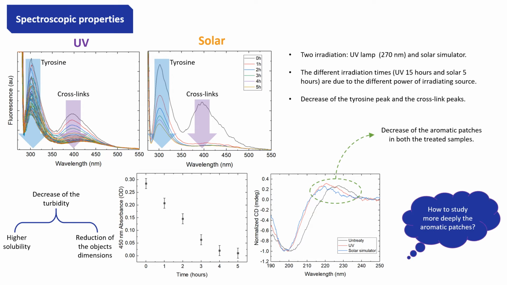To understand if there was any structural modification induced by irradiation, I did some CD spectra. As we can see, there is a decrease of the aromatic peaks in both the treated samples. And so I decided to study more in depth what happened in this region, and I decided to use ANS.